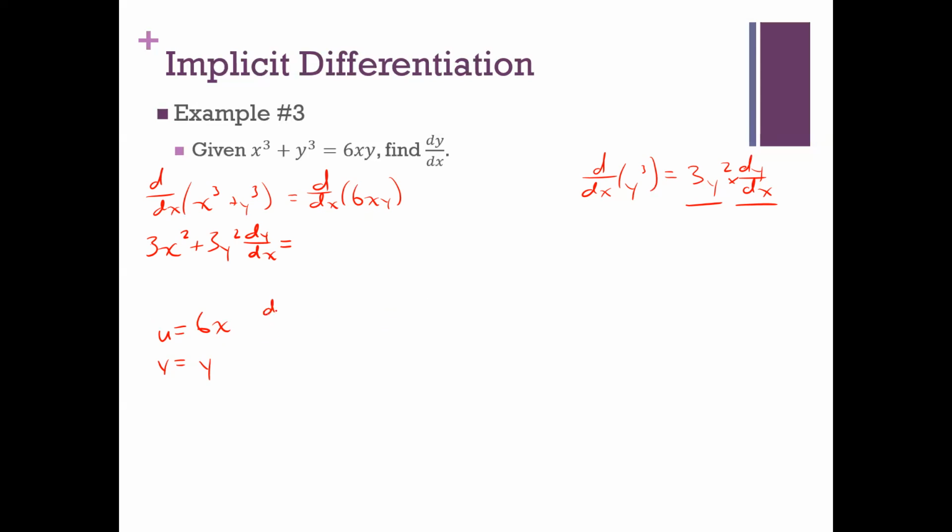In that case, then what is du dx? 6. What is dv dx? dy dx. So yes, you're correct. We need to use the product rule because we're multiplying two functions. Now we have all the ingredients. So this right-hand side should be 6y plus 6x dy dx.